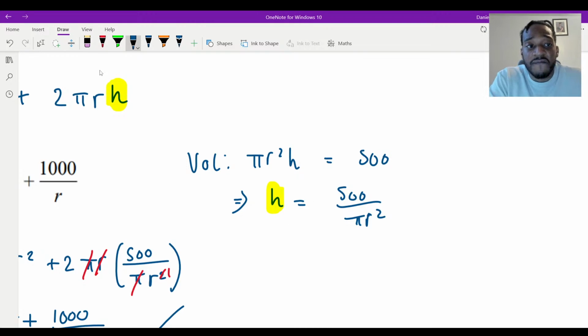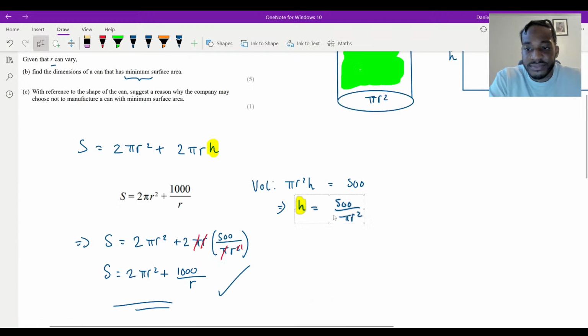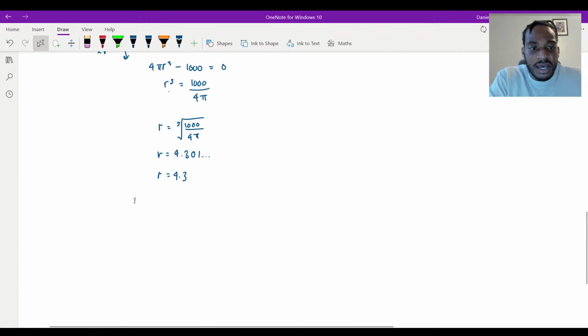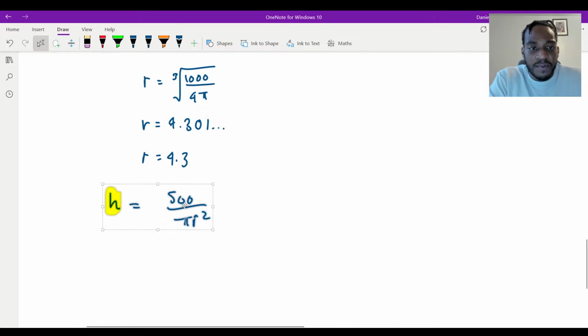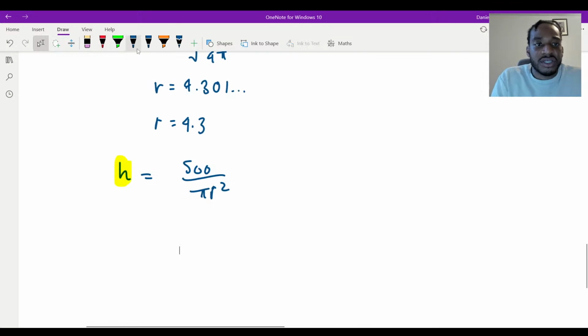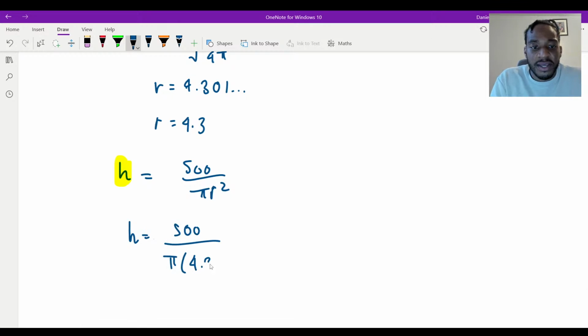So we can actually use this formula here to just plug in r to figure out what the height is. So I'll do this here, and I'm going to plug that in. So I'm going to say h is going to equal 500 over pi, and then 4.3 and so on.